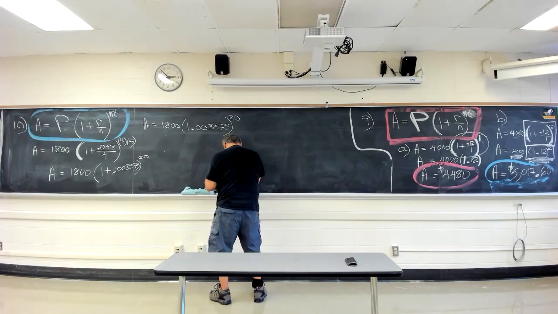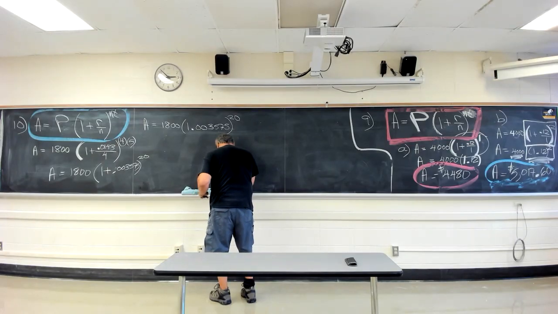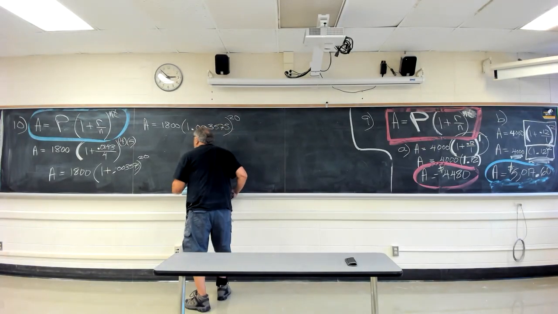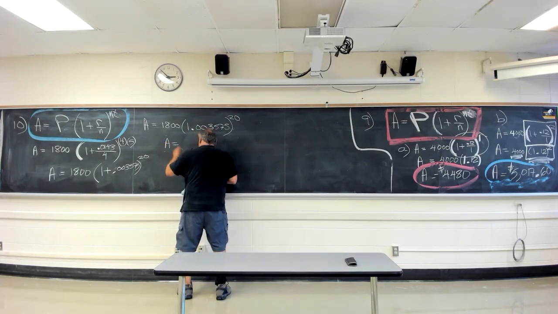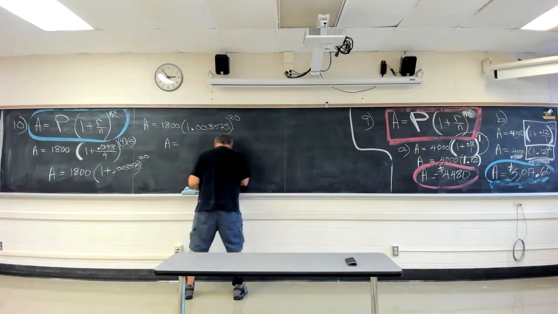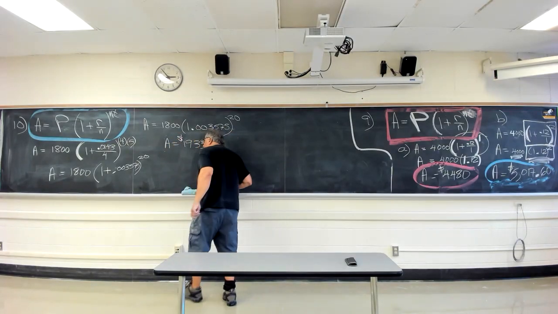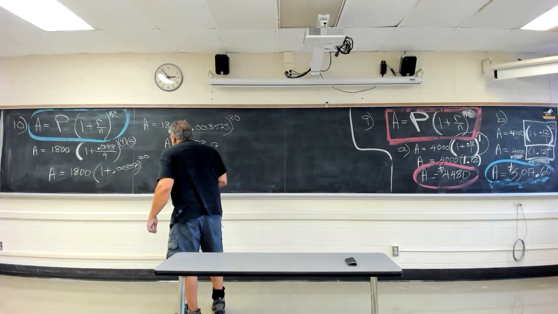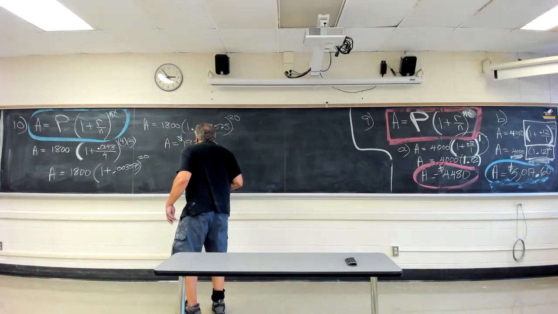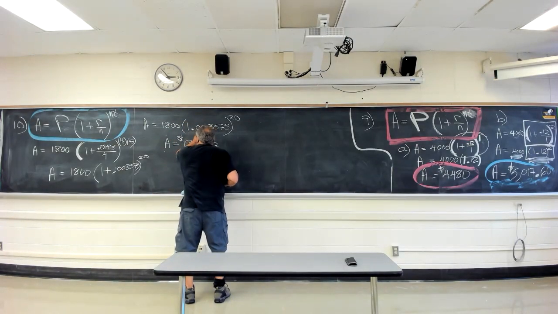The 1800 comes at the end, you guys. What you've got here is 1933.166, so that's 1933.17. That's where we're coming from, guys. That's what they got after 5 years.